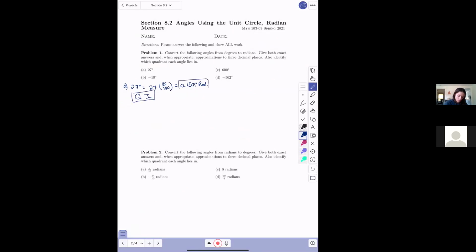Just a quick question. Is it okay if we didn't leave it in pi form and we solved it completely for radians?